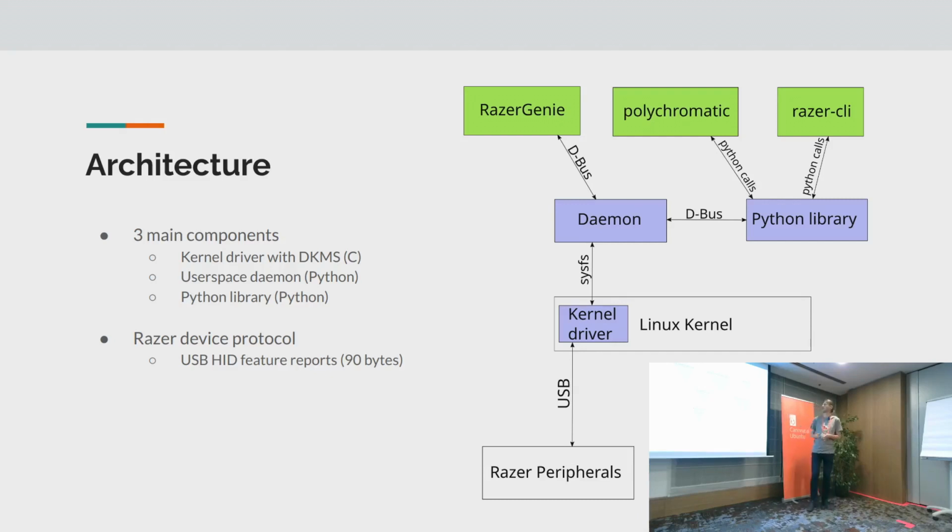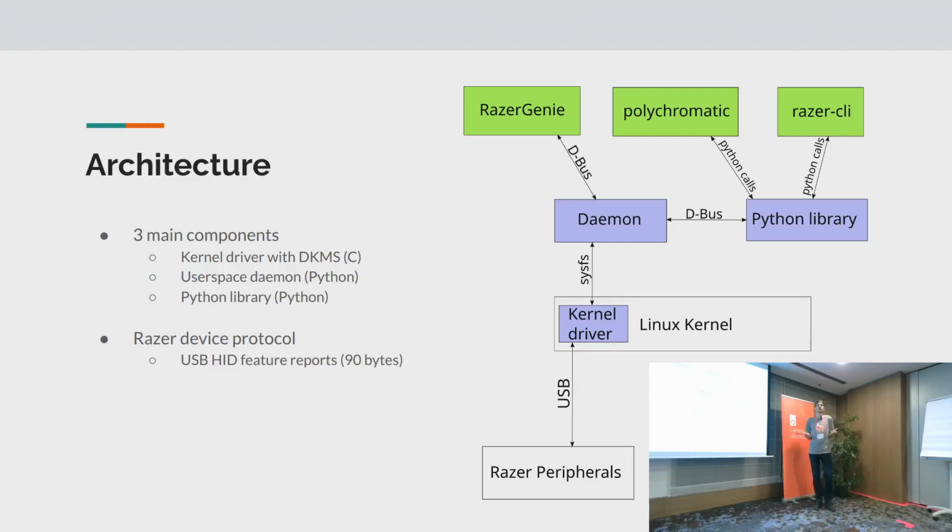We also have a Python library that's a nice abstraction for Python, very Pythonic, and you can do the different things there. We have a few applications on the screen. There's Razergenie, my application. It's written in C++ and talks directly with the daemon via D-Bus, not via the Python library because it's not Python. But we do have a few tools that use the Python library.